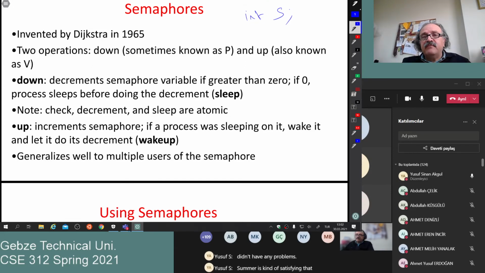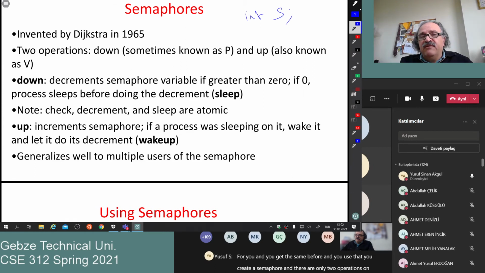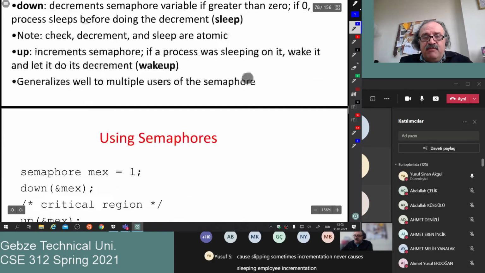Standard thread libraries provide semaphores for you, and you get the semaphore and you use them. You create a semaphore, and there are only 2 operations on a semaphore: down the semaphore and up the semaphore. Decrement integer, increment integer. Decrementation can cause sleeping sometimes. Incrementation never causes sleeping. Incrementation can wake up some of the processes.